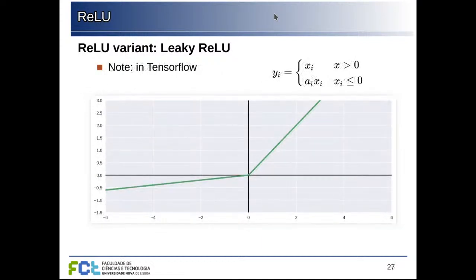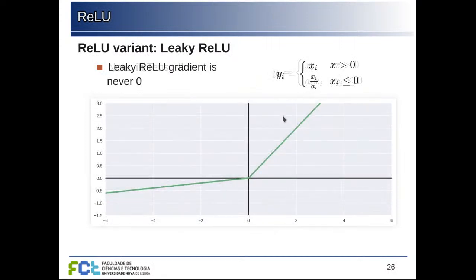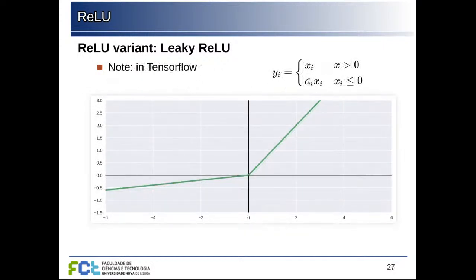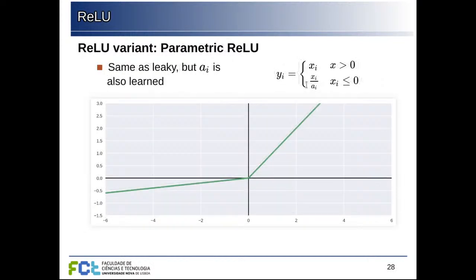Just one small point in TensorFlow. In the original paper, this was the formulation: we divide the input by some constant. In TensorFlow, we multiply by some small value. So when you choose the alpha for the leaky ReLU, remember to choose a value that is below 1, so that it's a fraction of the input.